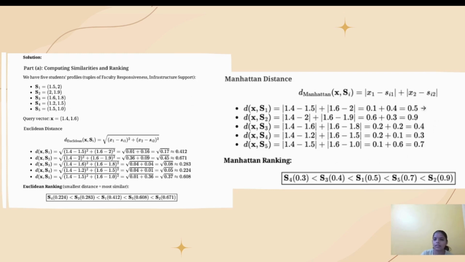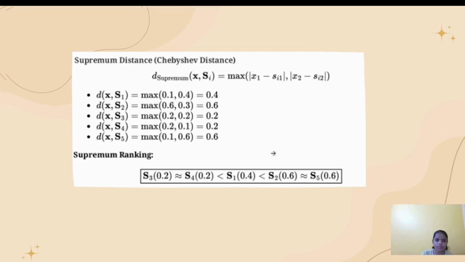Now checking the rank for student 1 to student 5, the smallest distance is for student S4, which is 0.3. S3 is greater than S4, then S1 is greater than S3, S5 is greater than S1, and S2 is greater than S5. Now calculating the supremum distance. To calculate the supremum distance, our formula is the max of the modulus of x1 minus si1, comma, modulus of x2 minus si2. Now we are calculating the distance.